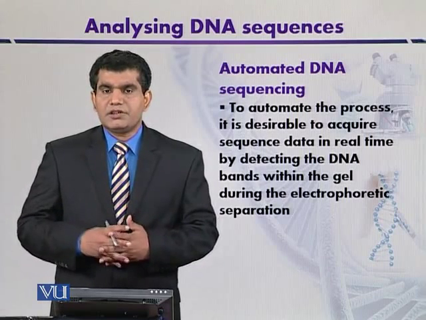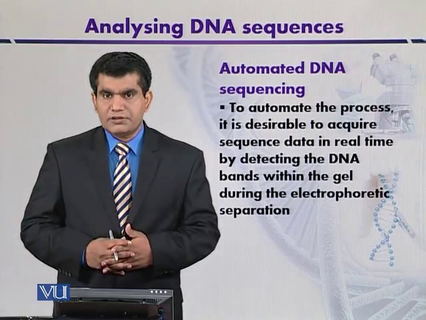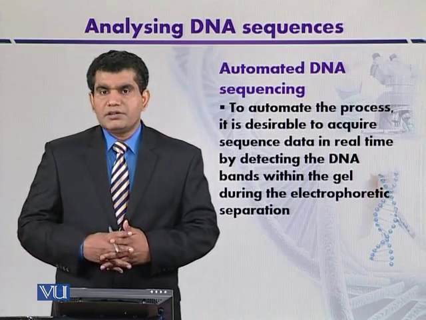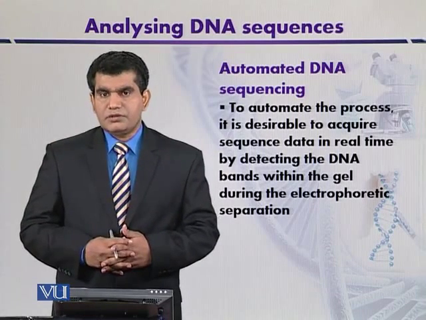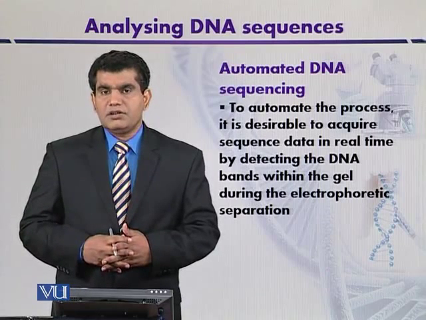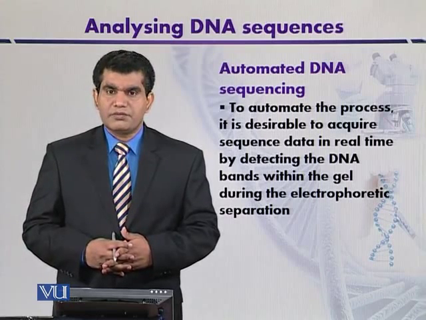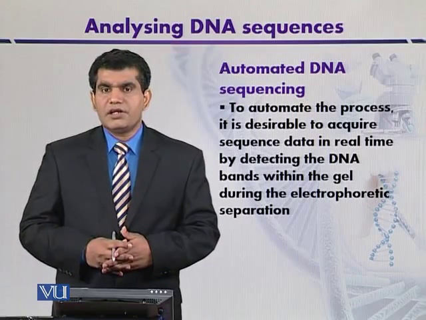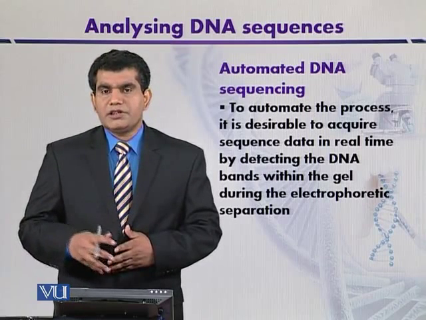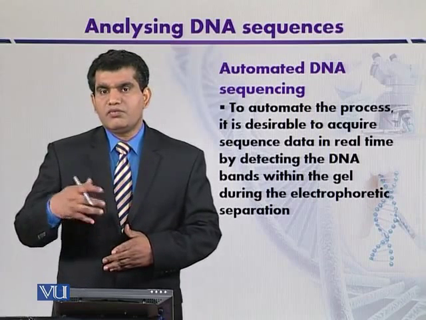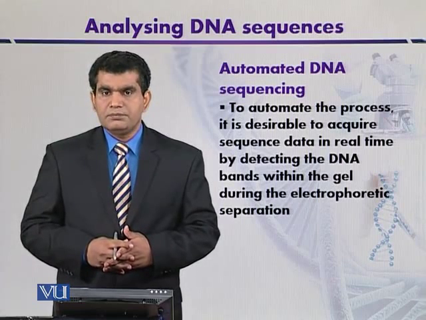So this is the basic procedure in automated DNA sequencing. And here we are using different types of fluorescent dyes to label our dideoxynucleotide triphosphates. So radio labeled material is not used, rather different types of chromogenic materials like the fluorophores are used to stain the dideoxynucleotide triphosphates.